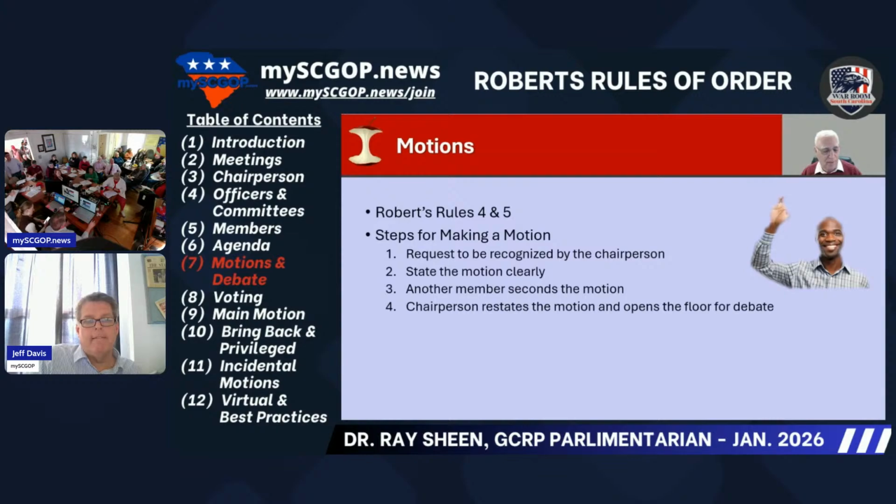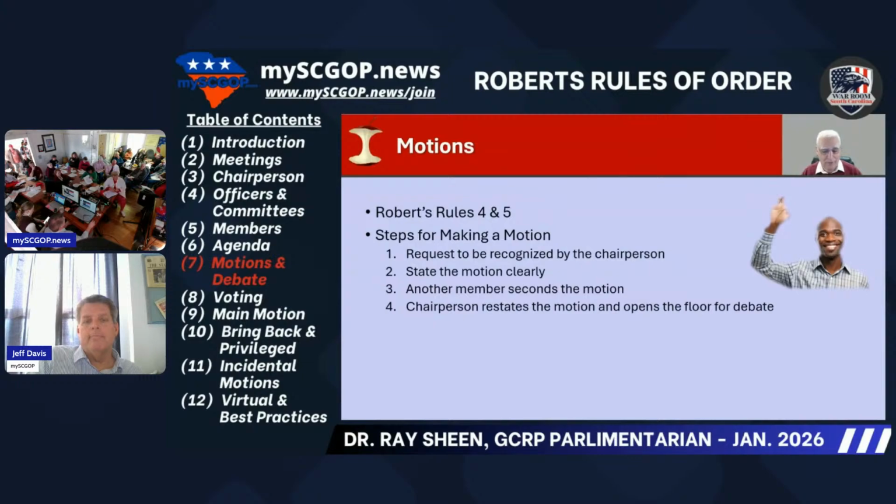First, the member of the assembly must obtain the floor. This could be by raising their hand or coming up to the microphone. The member indicates to the chair that they wish to speak, but they must wait for the chair to recognize them and grant them the opportunity to address the assembly.